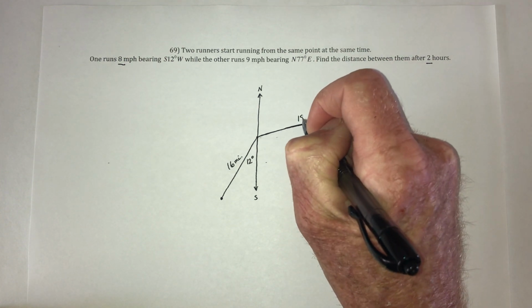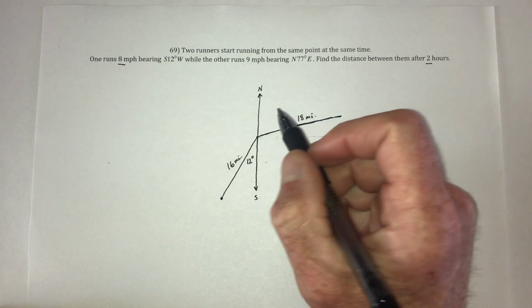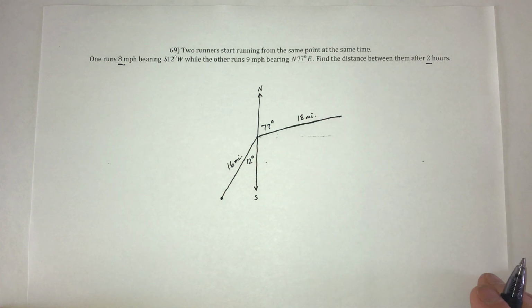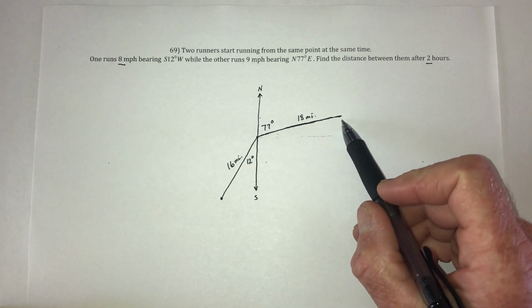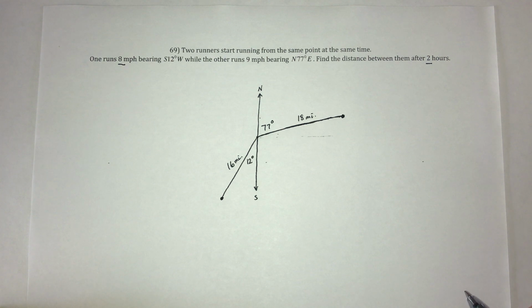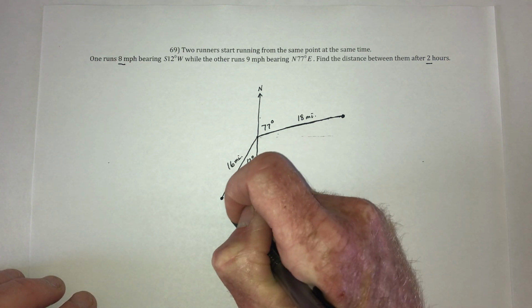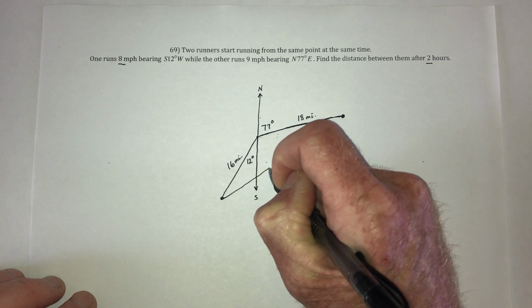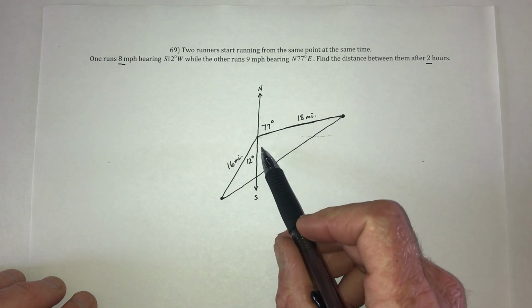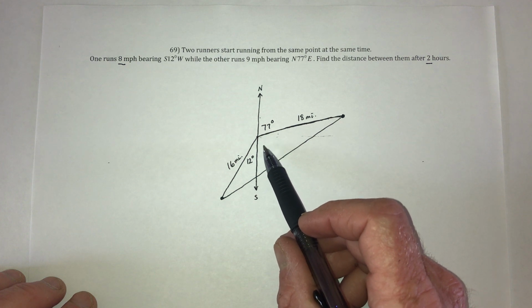So this is 18 miles. And they went from the north to the east is 77 degrees. So then the question is, find the distance between them. So the distance from this runner right here to this runner right there. So we could connect those and make a triangle. That's good. The only problem is there's a big gap here that's missing information.